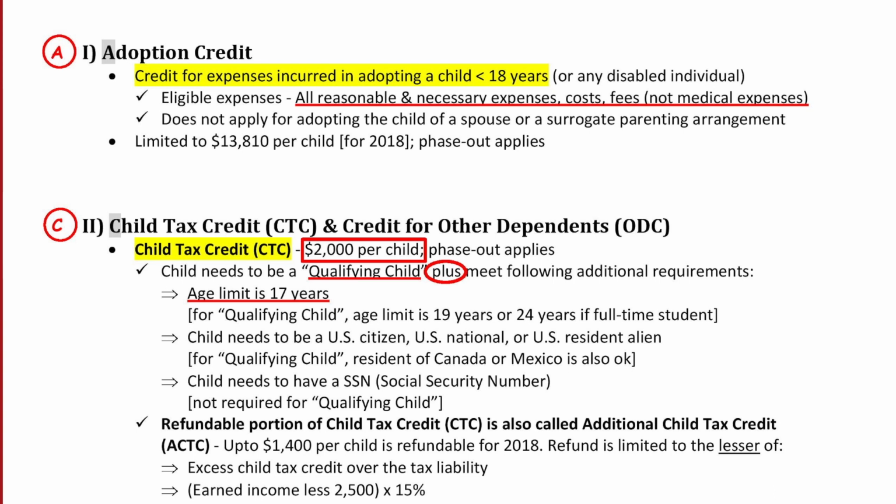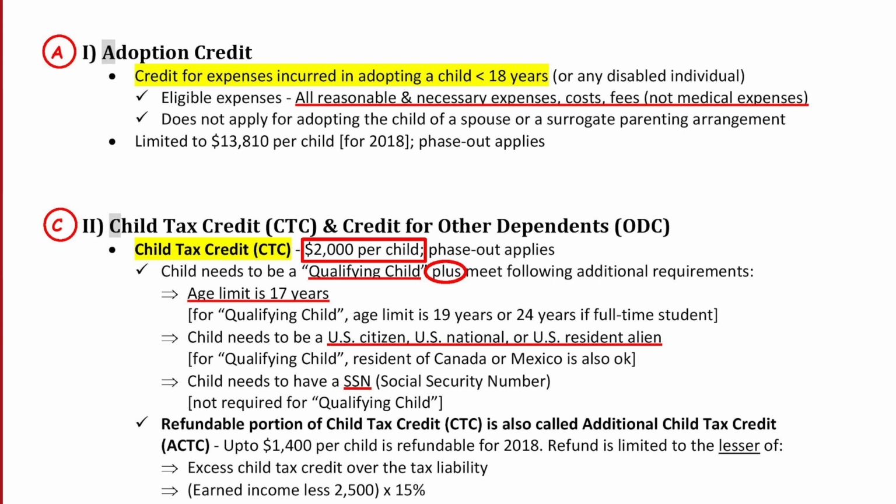The child needs to be a US citizen, a US national, or US resident alien. For qualifying child, it was okay even if the child was a resident of Canada or Mexico. The child needs to have an SSN or a social security number, which was not required for qualifying child. So for the child tax credit, the child needs to be a qualifying child plus must meet the 3 additional requirements.